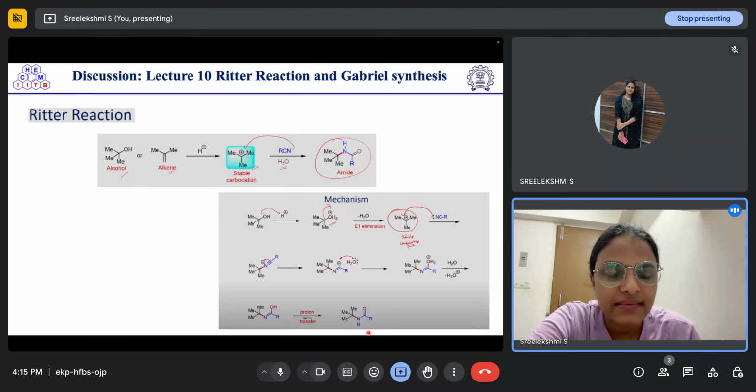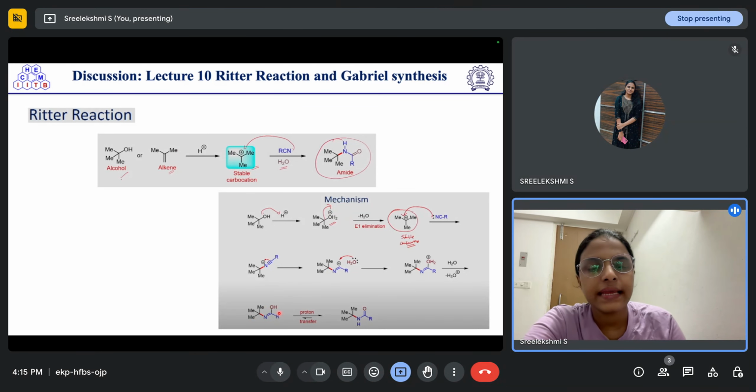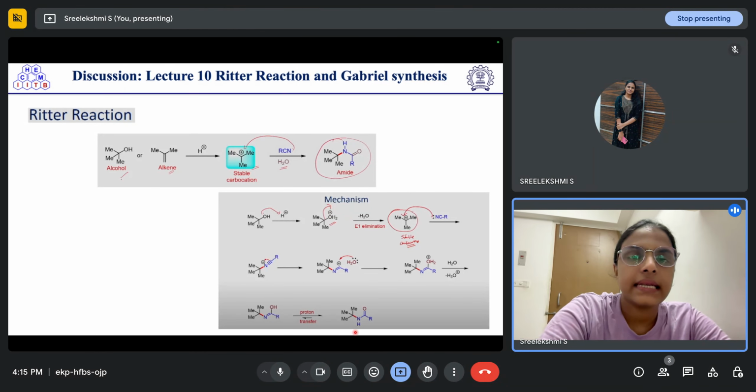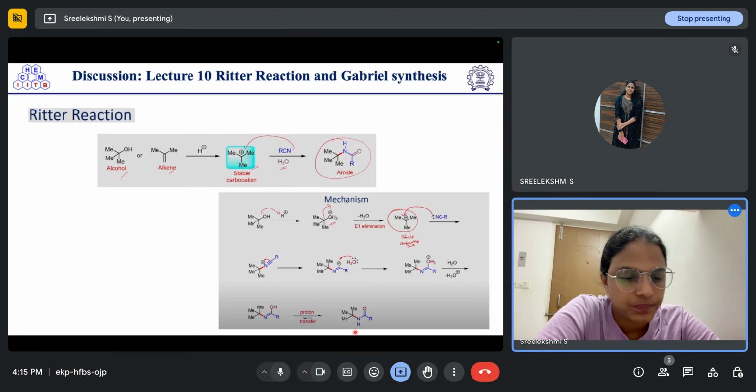These are basically tautomers. This one is in the enol form and this one is in the amide form. So that is the Ritter reaction. It is used for the formation of carbon-nitrogen bonds, where we can convert an alcohol or alkene into an amide using acidic conditions, a nitrile, and water, and it proceeds through a stable tertiary carbocation intermediate.